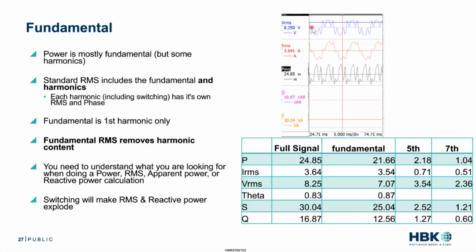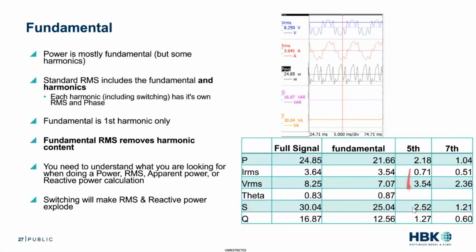So if I look at my example here, same example I just showed, my full signal gets a measurement of 24 watts, 3.64 amps RMS, 8.25 volts RMS, theta 0.83, and apparent and reactive power of 30 and 16. Let's look at just the fundamental. 21 watts. That's quite a difference. The current RMS is actually quite similar, but still 0.1 amp off. The voltage RMS, pretty similar, but that's a volt and a half off. The power factor is different, and then the big ones are the reactive power and the apparent power are quite different as well. That's because the 5th and the 7th and the 13th and all of the subharmonics have content of those in it.